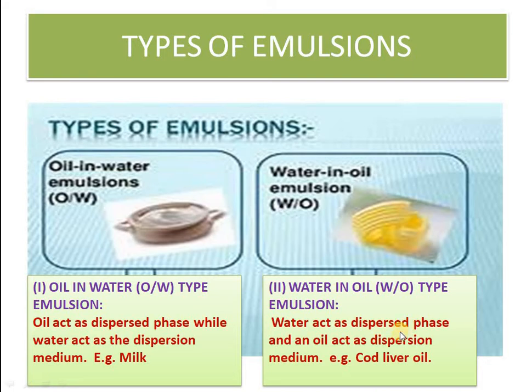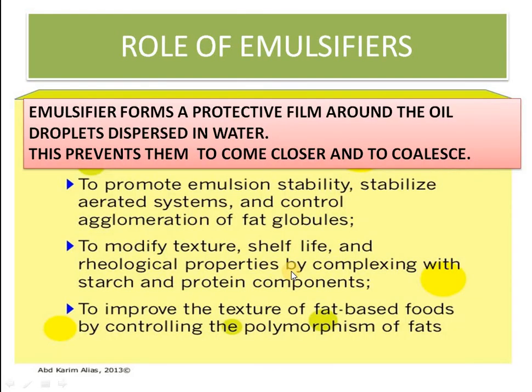Water in oil means water is the dispersed phase and oil is the dispersion medium, like cod liver oil. Role of emulsifier: to make a good emulsion, the emulsifier's role is very important. What is the emulsifier doing? It is forming a protective film around the oil droplets dispersed in water. This prevents them from coming closer and coalescing.